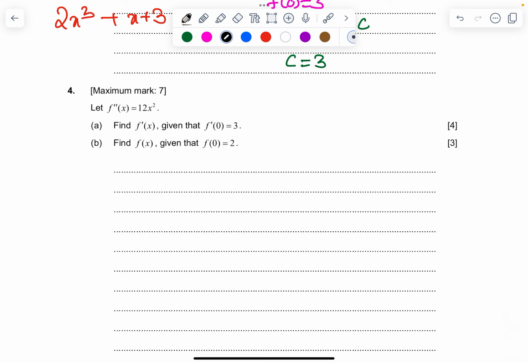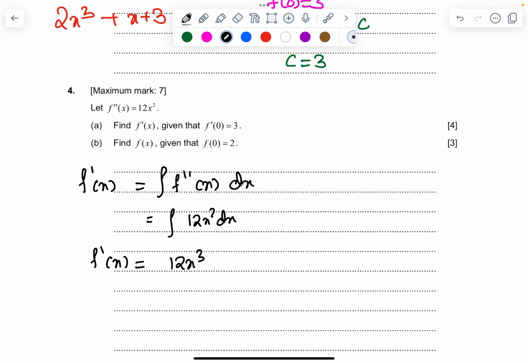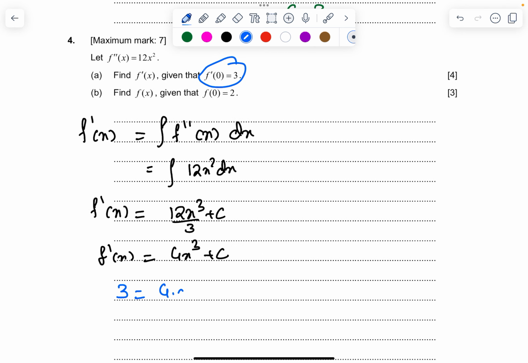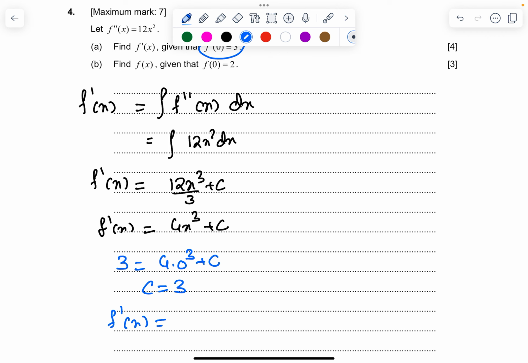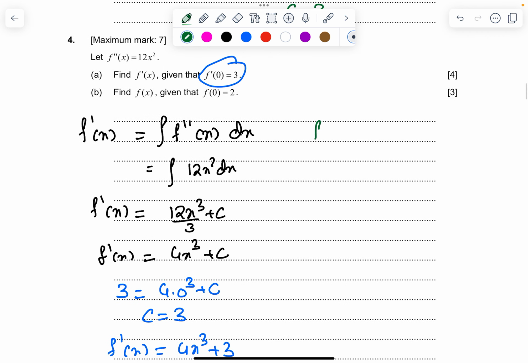Question number 4. f double prime x is given. If I do the integral of f double prime x, it becomes f prime x. So the integral of 12x squared dx, so f prime x is going to be nothing but 12x cubed by 3 plus c. So f prime x is going to be 4x cubed plus c. But f prime 0 equals 3. So 3 equals 4 times 0 cubed plus c. So c equals 3. So f prime x will now become 4x cubed plus 3.